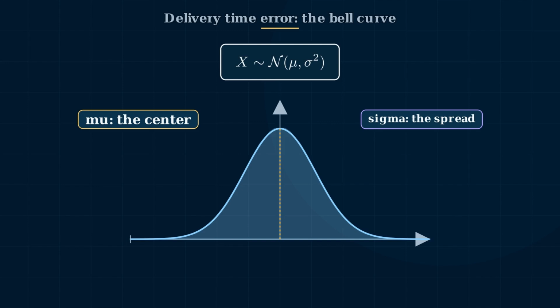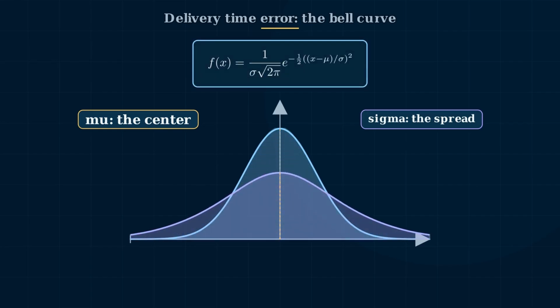The variance is sigma squared. Its density is 1 over sigma times the square root of 2 pi multiplied by an exponential penalty for squared distance from mu. The formula looks dense, but its geometry is simple. Moving away from the center rapidly lowers the density.